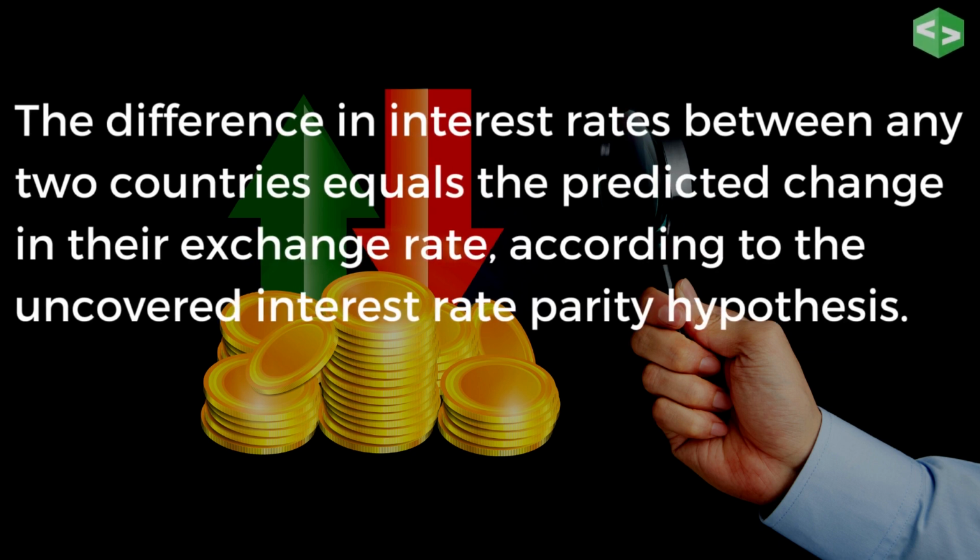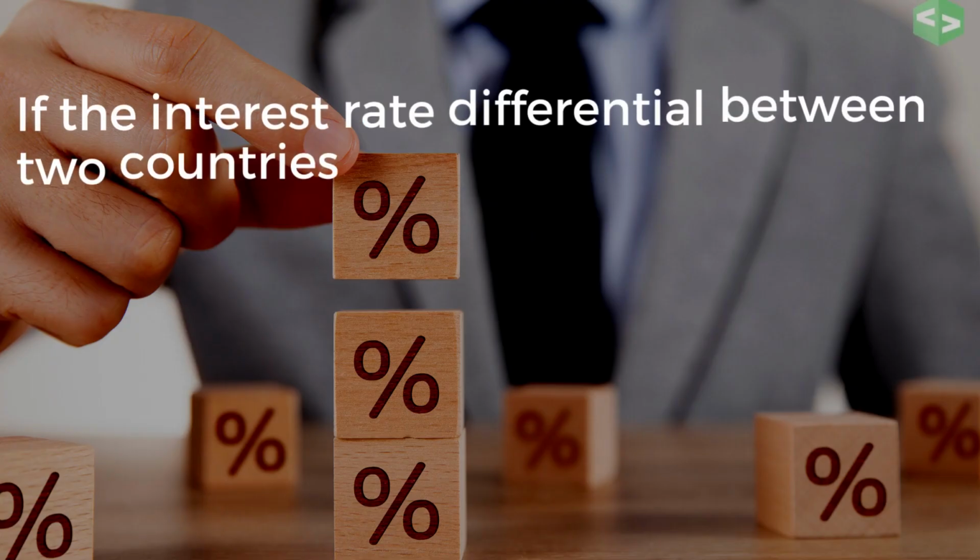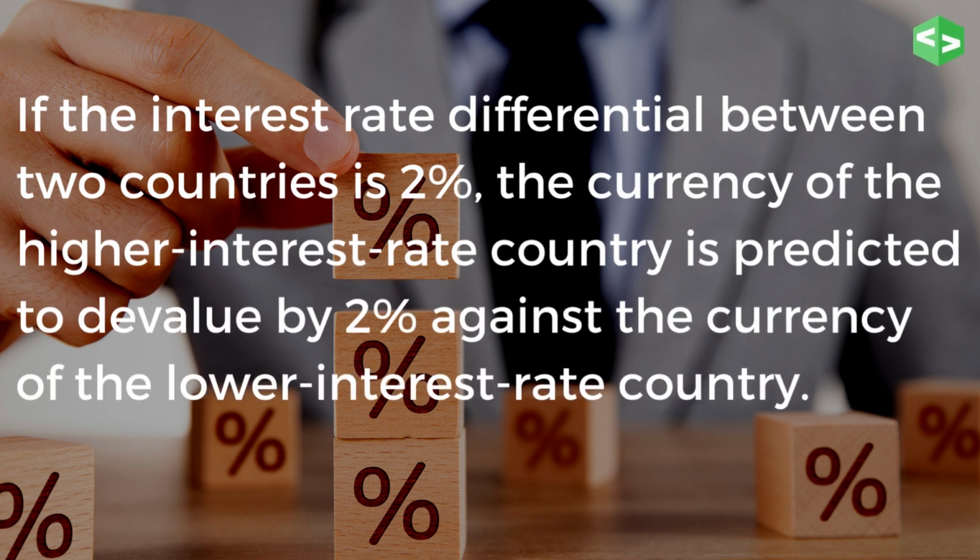The difference in interest rates between any two countries equals the predicted change in their exchange rate, according to the uncovered interest rate parity hypothesis. If the interest rate differential between two countries is 2%, the currency of the higher interest rate country is predicted to devalue by 2% against the currency of the lower interest rate country.